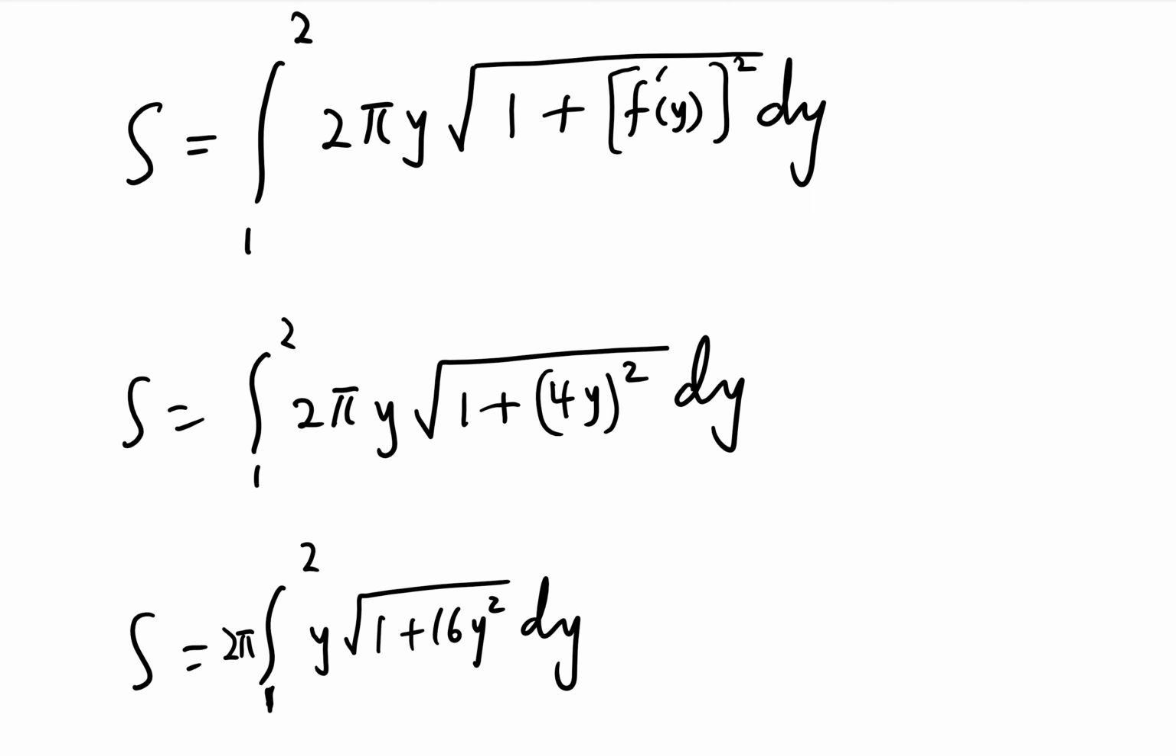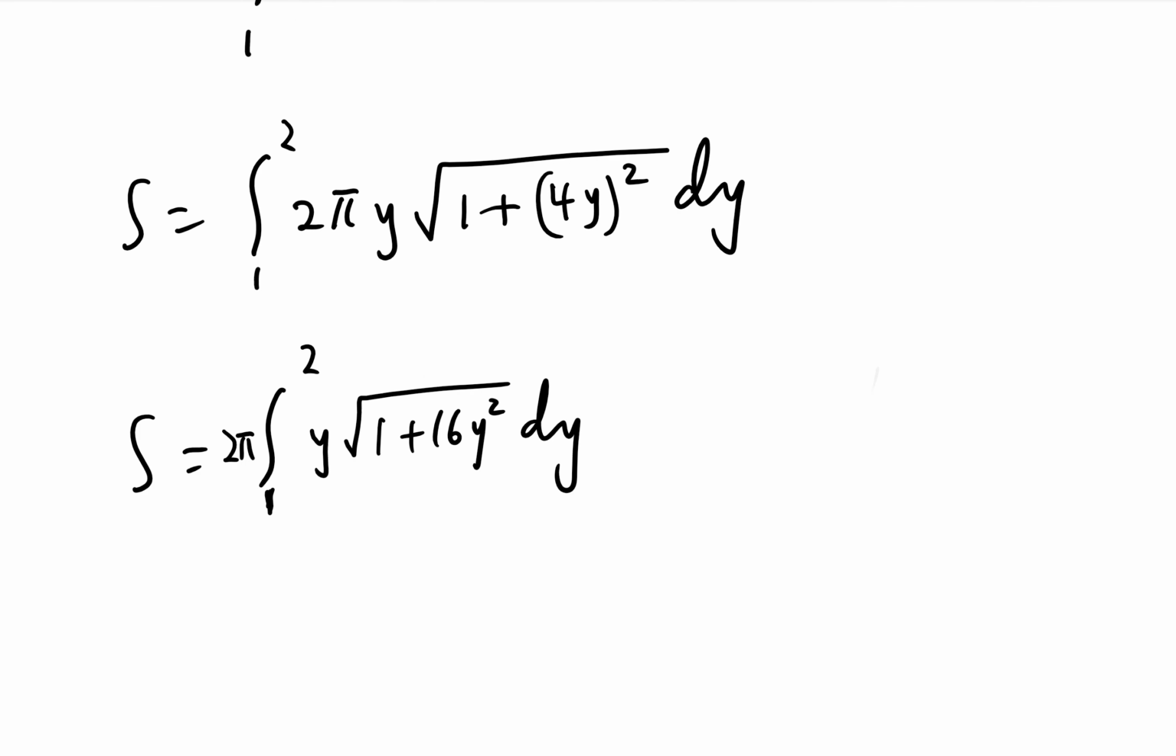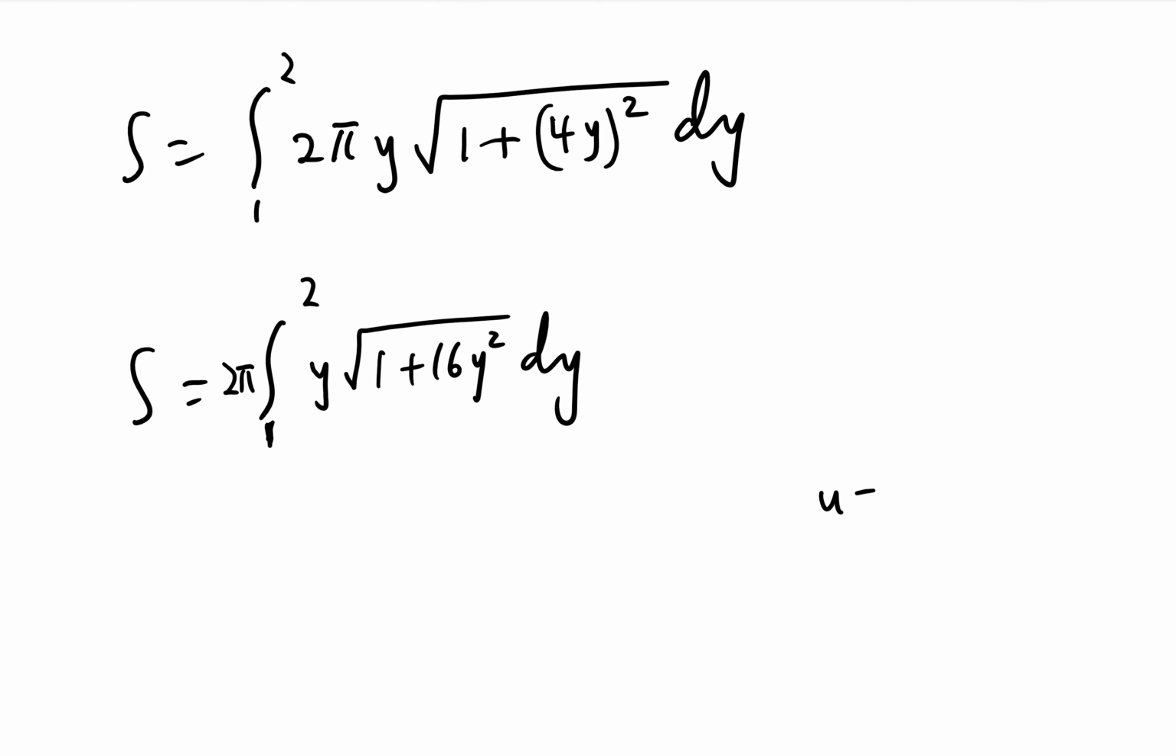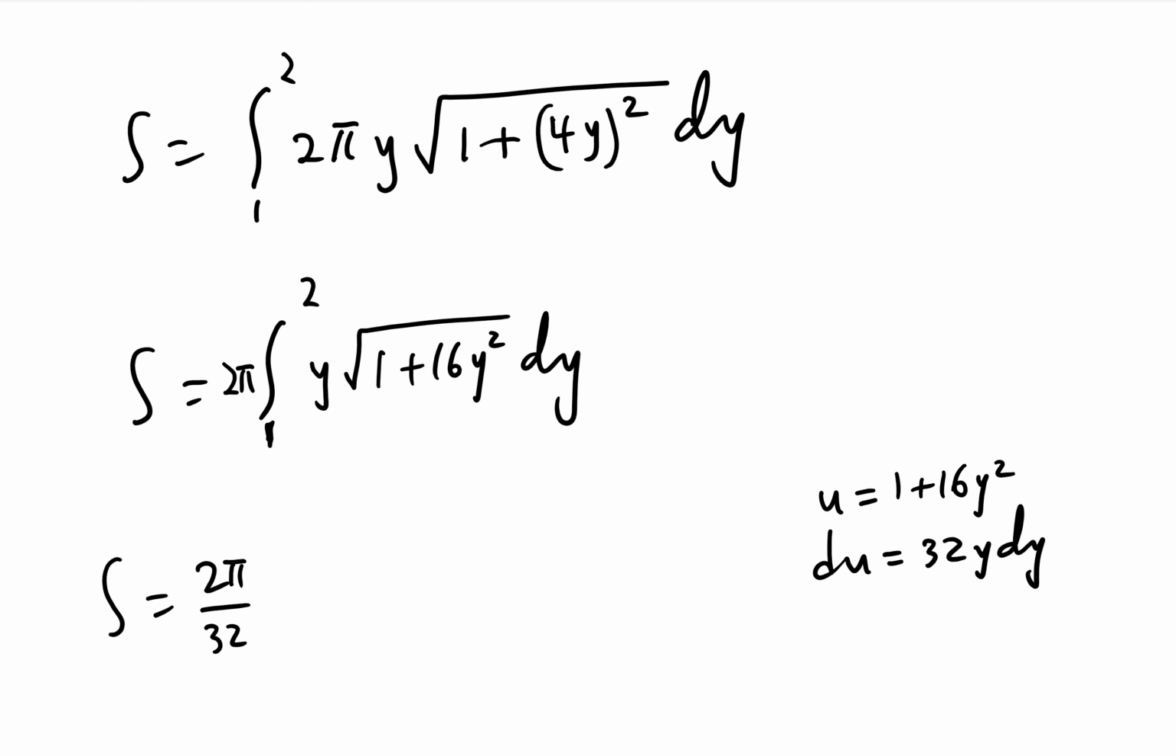And to integrate this one should be very easy with u sub. u equals 1 plus 16y squared. du is 32y dy. So you need 32 inside and 32 outside.